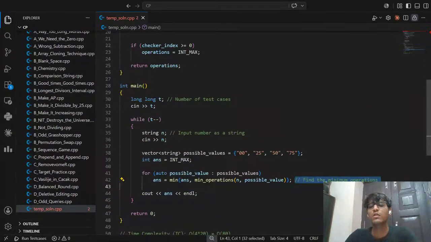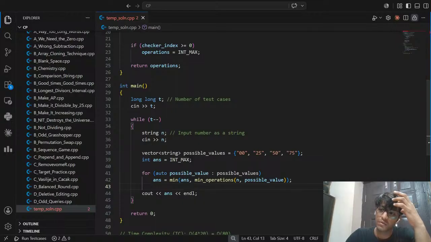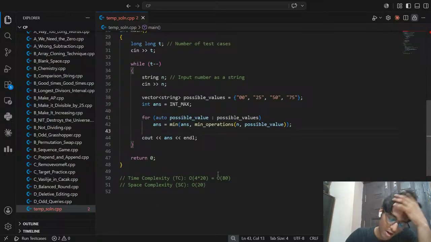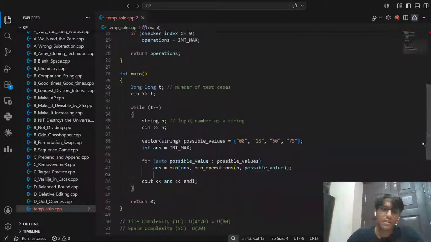By the way, his solution is logically a bit faster because it's big O of 80 and mine is big O of 361. But at that point, who cares? My space complexity was basically zero, and he has a space complexity. So let's understand.